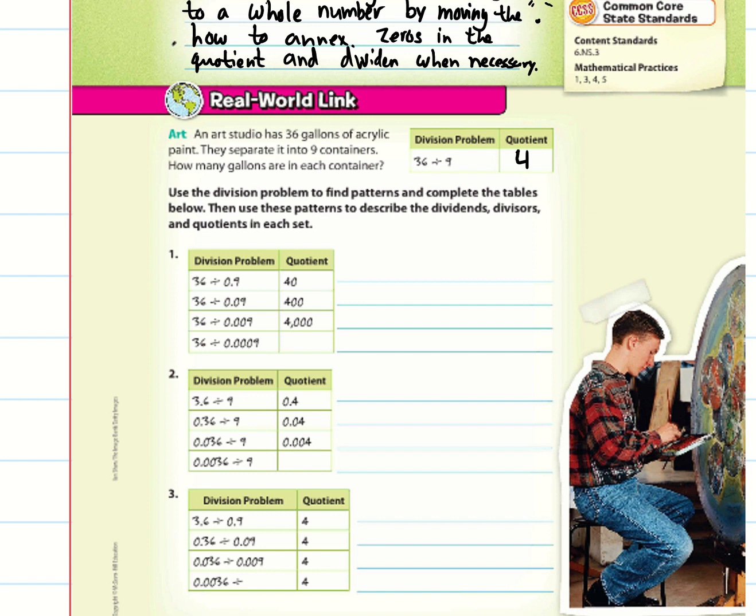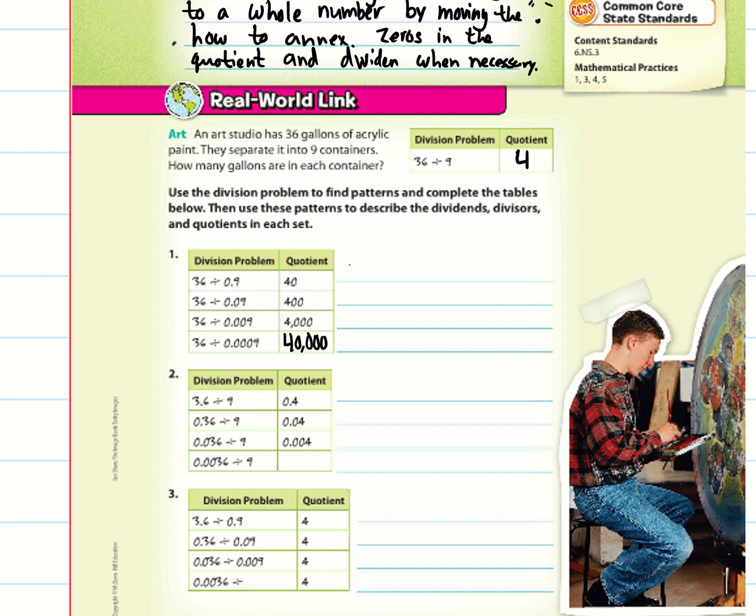So number 1, we have 36 divided by 9/10, and that's 40. 36 divided by 9/100 is 400. 36 divided by 9/1,000 is 4,000. And 36 divided by 9/10,000 will be, based on the pattern, we've been adding a 0 each time, so it's going to be 40,000.